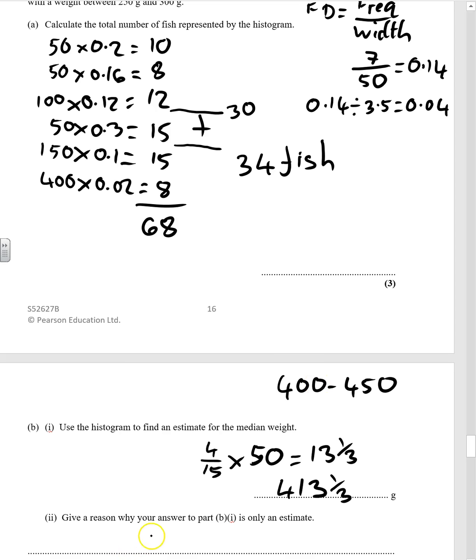Right. Give a reason why your answer to part b(i) is only an estimate. Well, it's grouped data. We lost some information when we actually grouped the data. It's only as good as how the information is stored.